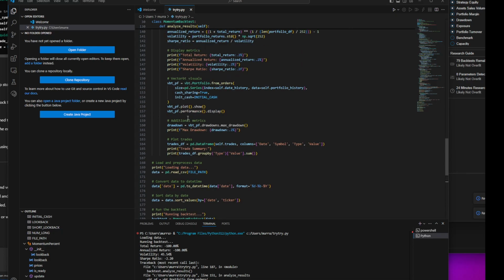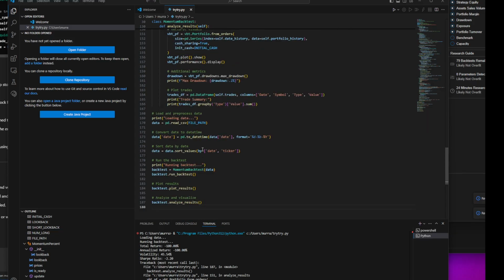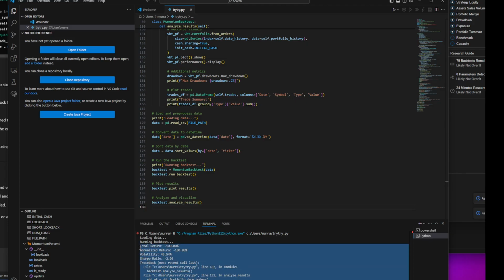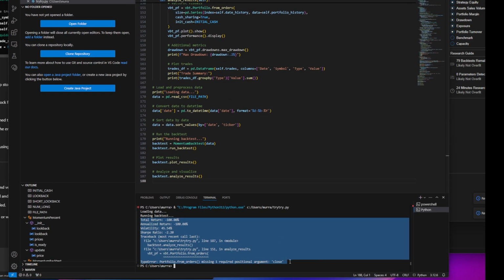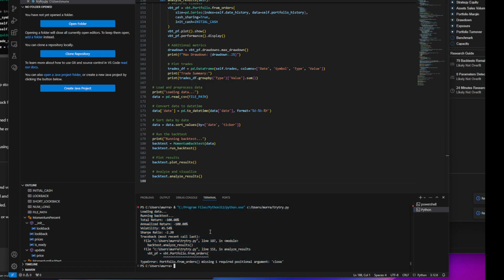Oh no, here, vector plot, show, performance display. Where's all that? Why did it just show me one thing? Error, missing one required positional argument, close. So it took all that long, 5 hours or something, just to give me that, and didn't even give me the vector stuff. It's a rather disappointing day, I must say.